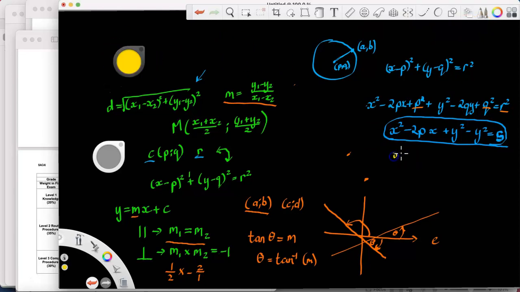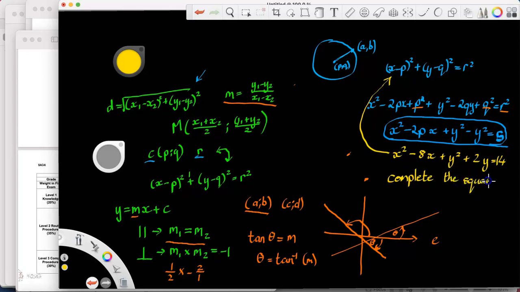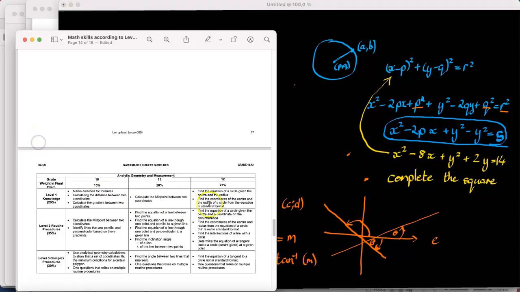So let's say they give me x squared minus 8x plus y squared plus 2y is equal to 14. What if they give me something like that? Well, I need to be able to go from here into that format. And in order to do that, I must complete the square. So that's something you have to be able to do. If you don't know how to do that, you have to go learn how to do that. Completing the square. That's another thing you should be able to do.